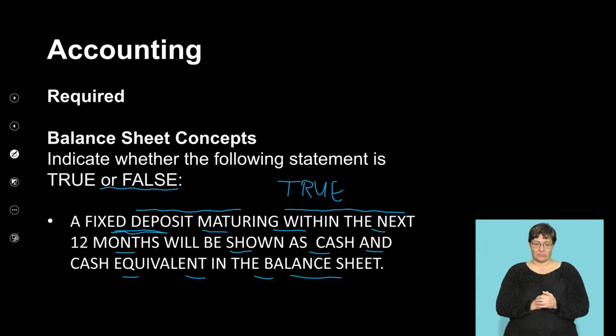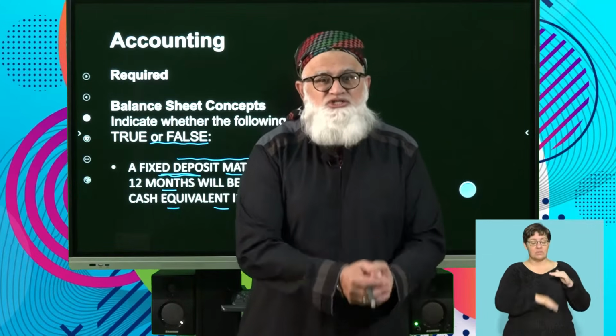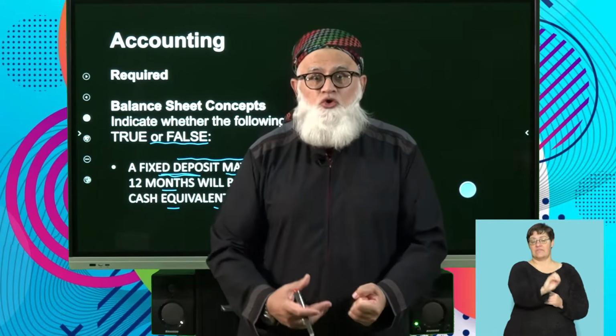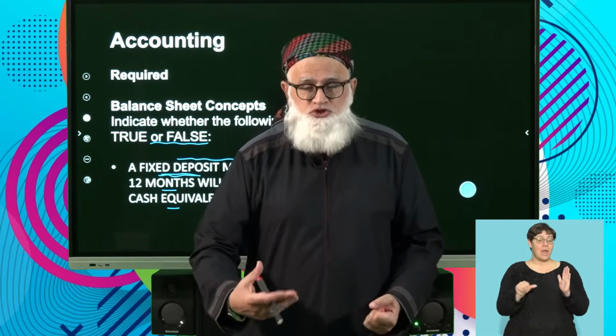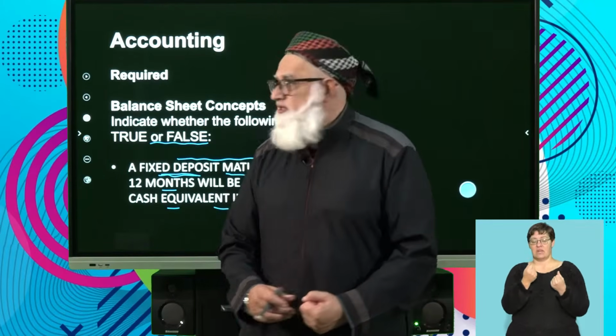Why? Because that fixed deposit that matures within 12 months is no longer a financial asset, but rather a cash and cash equivalent. What else does this mean? It means that within 12 months, you will have access to that cash. So, you are giving important information to the reader of the statement of financial position. Next one.